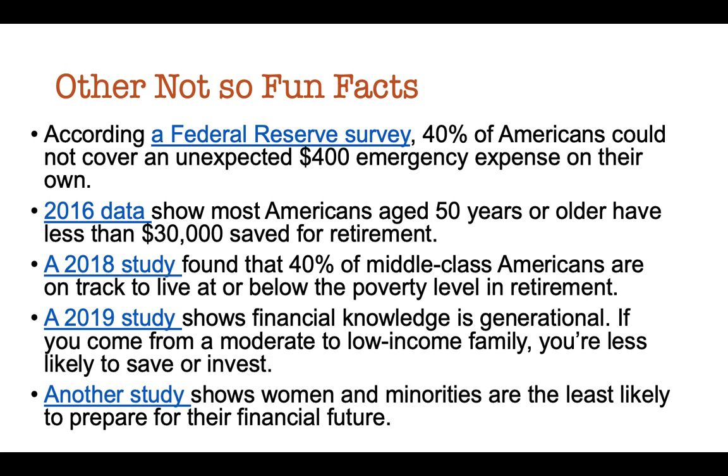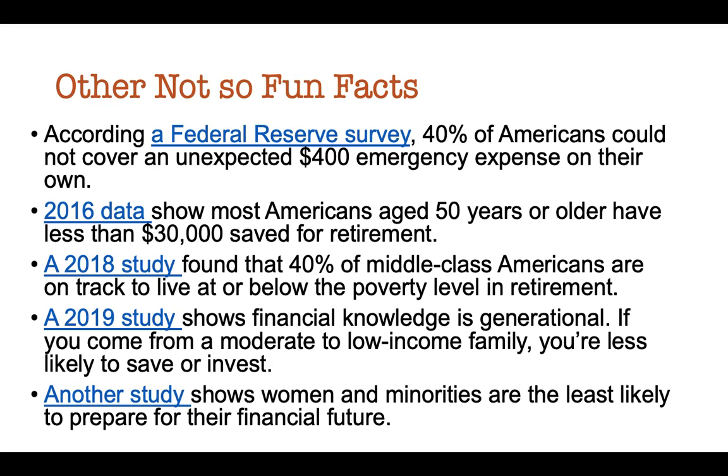Unfortunately, older Americans don't do much better than the average American. Most Americans aged 50 years or older have less than $30,000 saved for retirement. So those are people who are approaching retirement age and maybe have less than what they would consider a year's worth of expenses saved up. That could really be a problem and make it difficult to retire. Going along with that, a more recent study found that 40% of current middle-class Americans are on track to live at or below the poverty level in retirement.